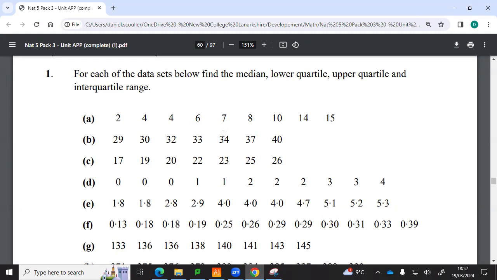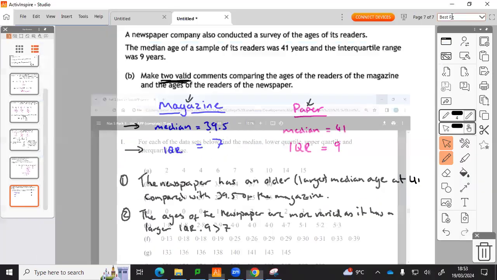So if it's an even amount of numbers, you'll have an equal amount of numbers to the right and to the left, so you'll find yourself right in the middle of two numbers for your median. But your quartiles, your Q1 and Q3, will be bang on. If it's odd, then you'll be bang on in the middle for the median, but you'll be in between numbers for Q1 and Q3.